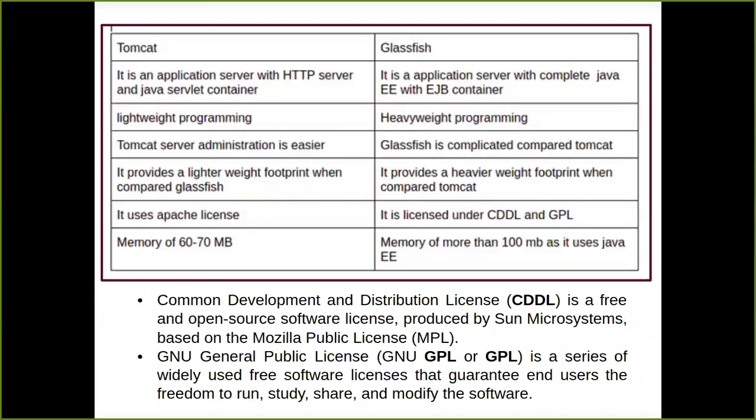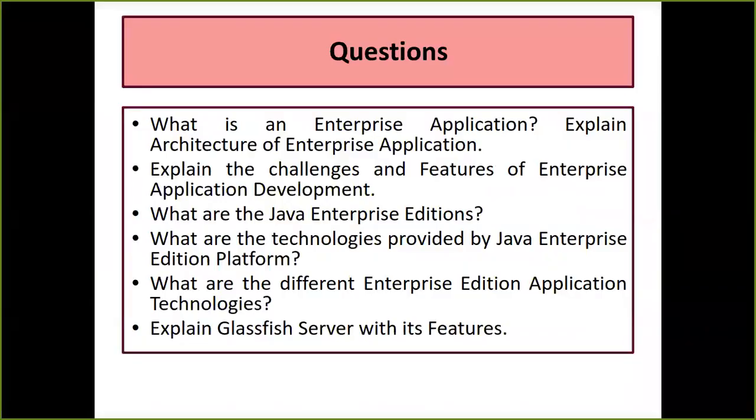And the last point: the Tomcat server has a memory requirement of 60 to 70 MB, but Glassfish has a requirement of more than 100 MB. Is it because it is using the Java Enterprise Edition? Okay, and the Enterprise Edition technologies we use are heavyweight scripting, so it needs that much memory to get executed. Okay, so this was the difference between Tomcat and Glassfish.